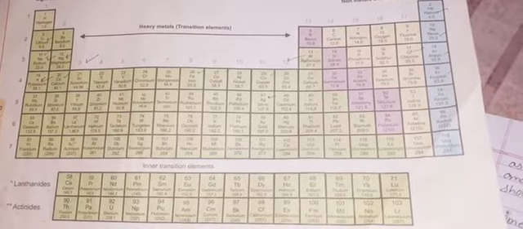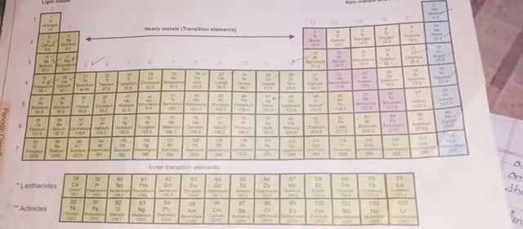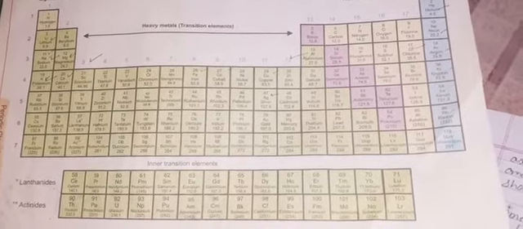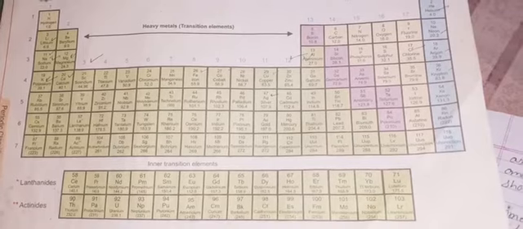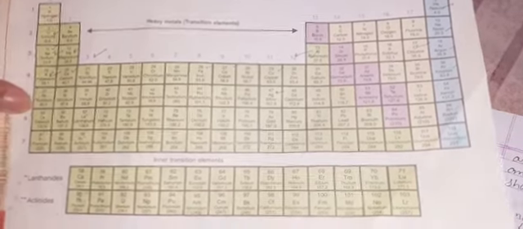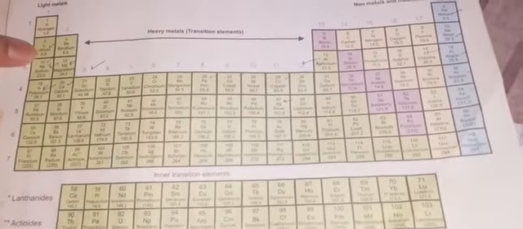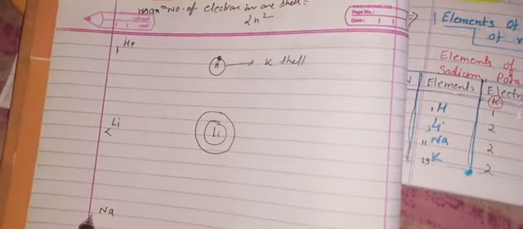Okay, so I am going to explain that, and the heading of my topic will be: elements of the same group have the same number of valence electrons. So I have chosen the first group to explain to you. I have taken hydrogen, then lithium, then sodium, whose atomic number is 11, and then potassium.